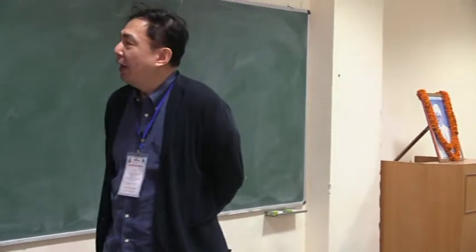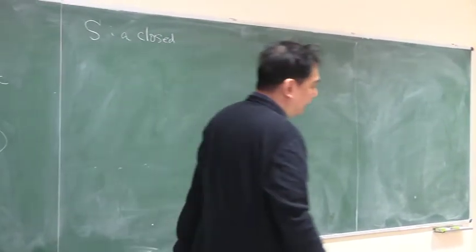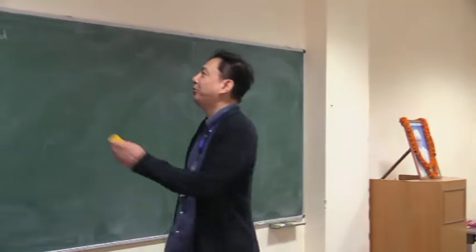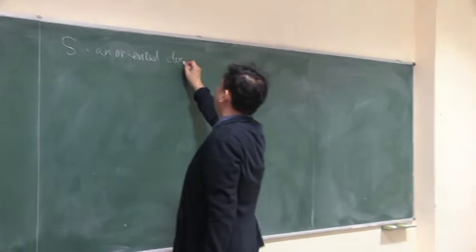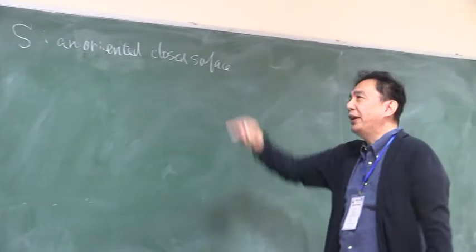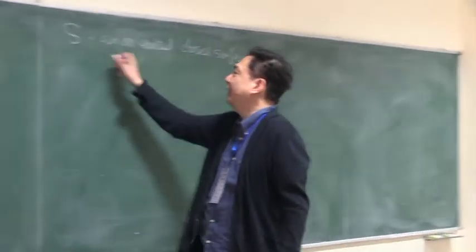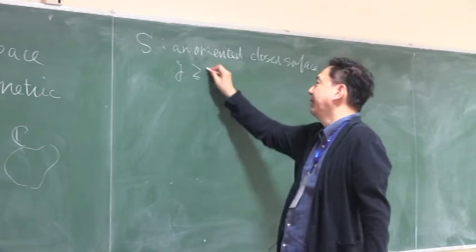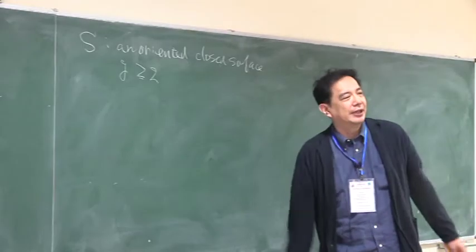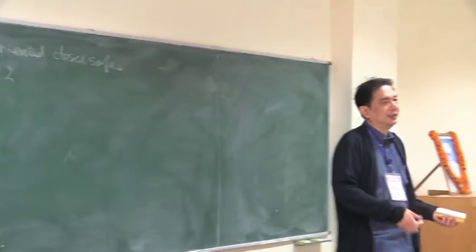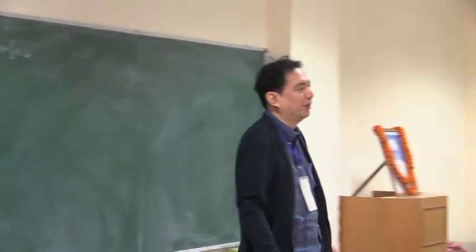We now fix some closed surface. In my talk, I always assume the surface to be closed and oriented. So let S be an oriented closed surface. An orientable closed surface is classified by genus. We denote the genus of S by g, and we assume that it is at least two, so greater than one. We don't consider the case when the surface is a torus or sphere. We just exclude these two and consider all the other orientable closed surfaces.